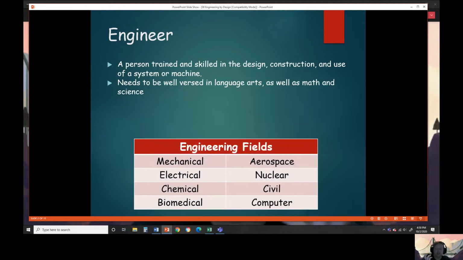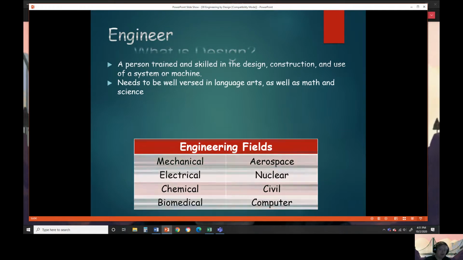Now, there are a lot of different types of engineering fields out there: mechanical, electrical, biomedical, chemical, civil, computer, nuclear, aerospace. Industrial is not on there. So there are a lot of different types of engineers out there.